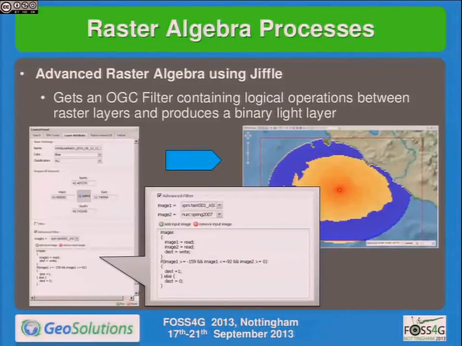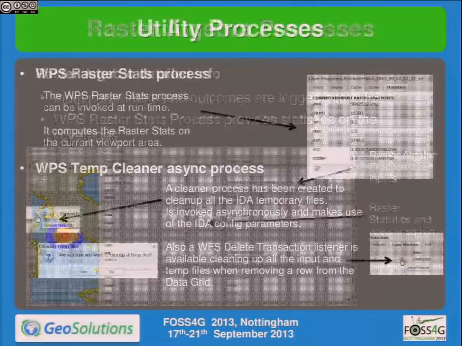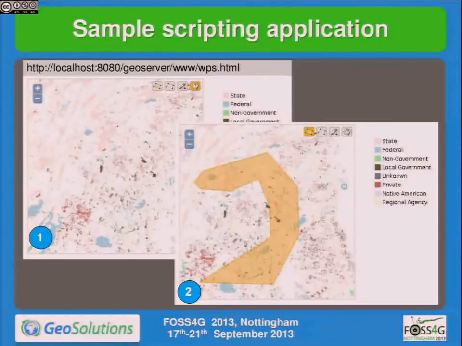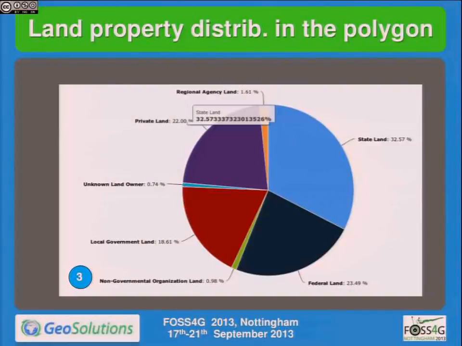And this is an example of how the syntax looks like. Let me see just a final example quickly about scripting instead a process. So in this case, this is a sample application. It's not real world, but it gives you an idea. I have a land use map. I want to get the percentages, the distribution of percentages of land use within a polygon that I draw on the map, and the result should be a chart. So simple one, right? But we don't have a built-in process that does this.